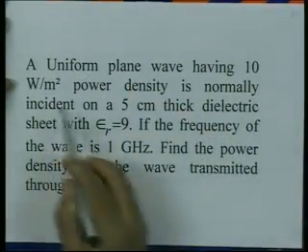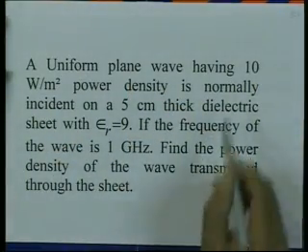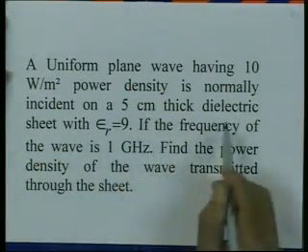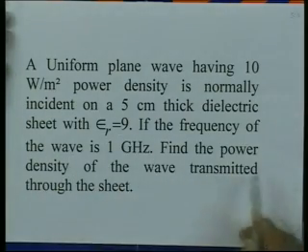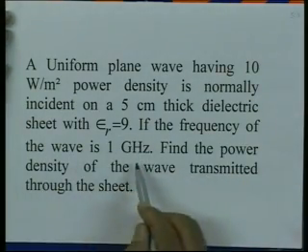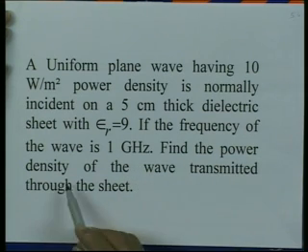Let us take a second problem. Here we have a uniform plane wave having 10 watts per meter power density, normally incident on a 5 centimeter thick dielectric sheet with epsilon r equal to 9. If the frequency of the wave is 1 gigahertz, find the power density of the wave transmitted through the sheet.